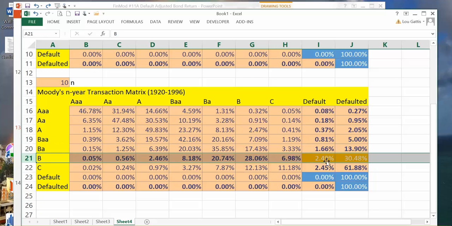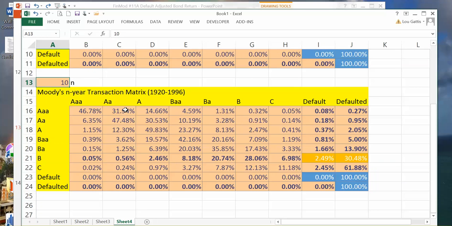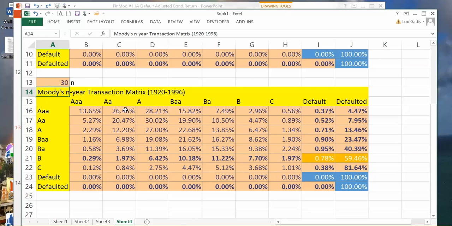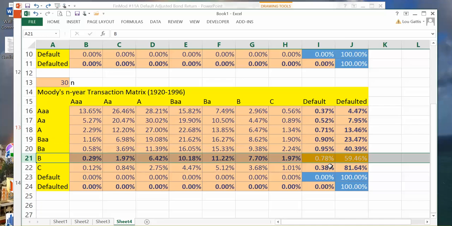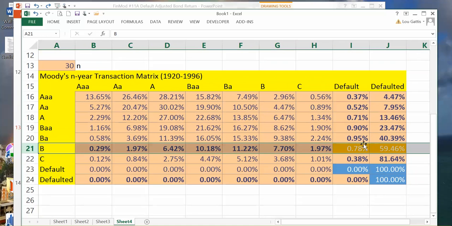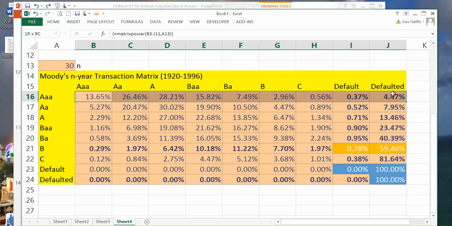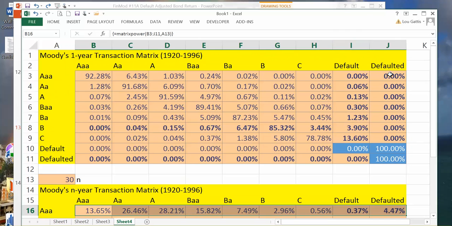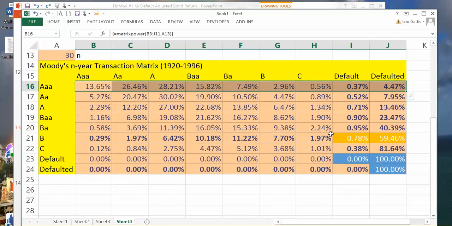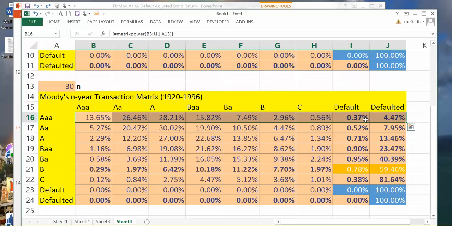If I make this a 30-year matrix and look at the B, this is the probability that the bond defaults in the 30th year. This is the probability it defaults in the 1st through 29th year. Also notice when you go to a 30-year bond, you can see the AAAs do have significant risk. If you buy a AAA rated bond today, we say there's no probability it defaults in the first year. But when we take this to the 30th power, there's a 4.47% plus 0.37% chance, add those together, that it defaults in years 1 through 30.